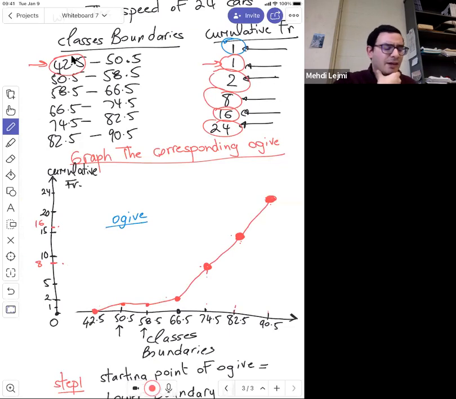Any questions, guys? I know this is just a first example. I'm gonna have more examples in a minute. But the idea again is the same. On the horizontal axis, you have your class boundaries. On the vertical axis, this time you have your cumulative frequency. But now instead of rectangles, you have a true graph, right? So you have to plot your cumulative frequencies, and then you need to join the points.